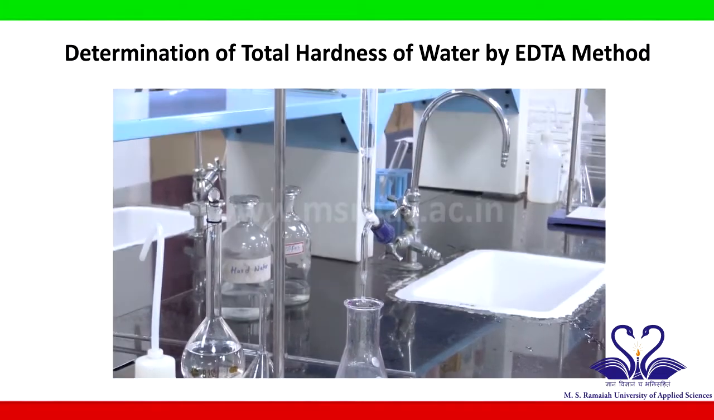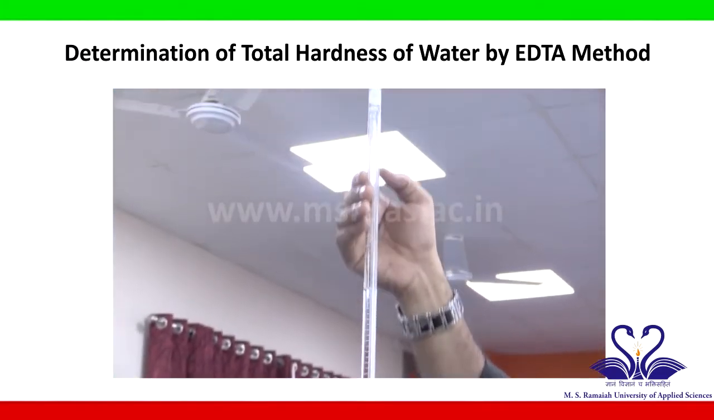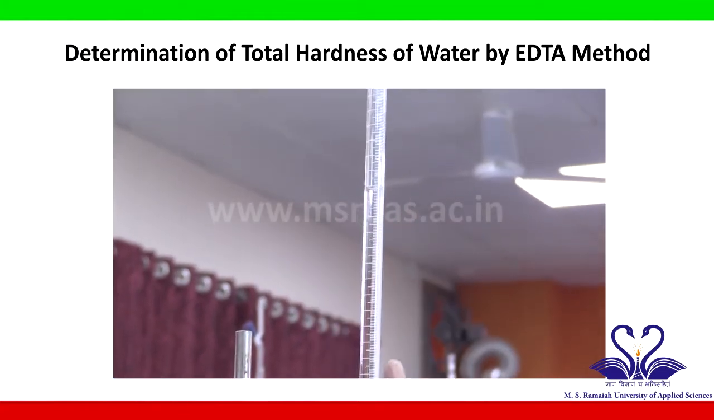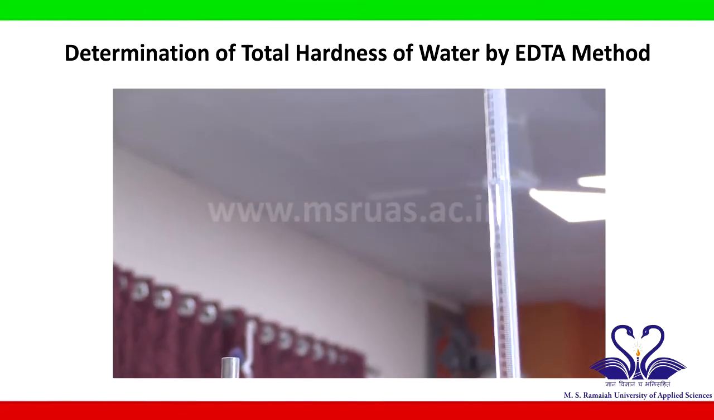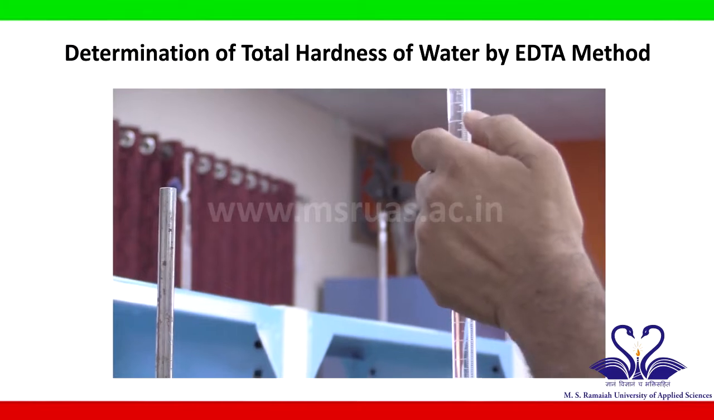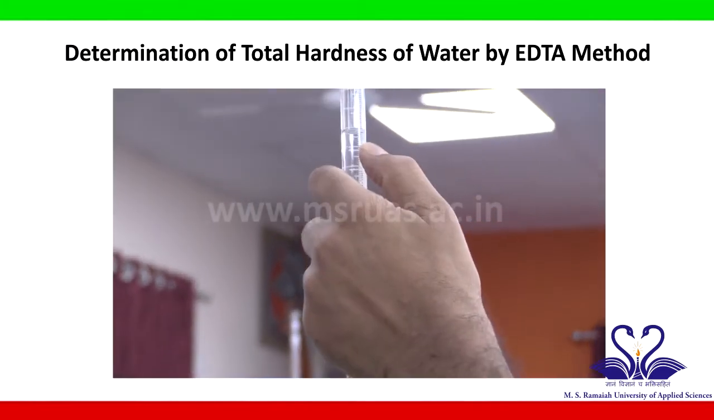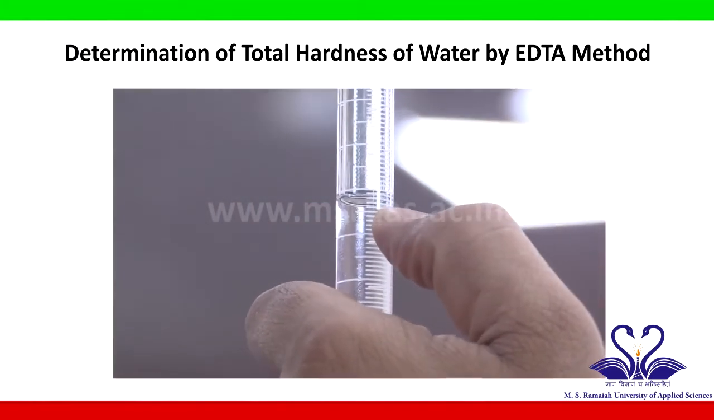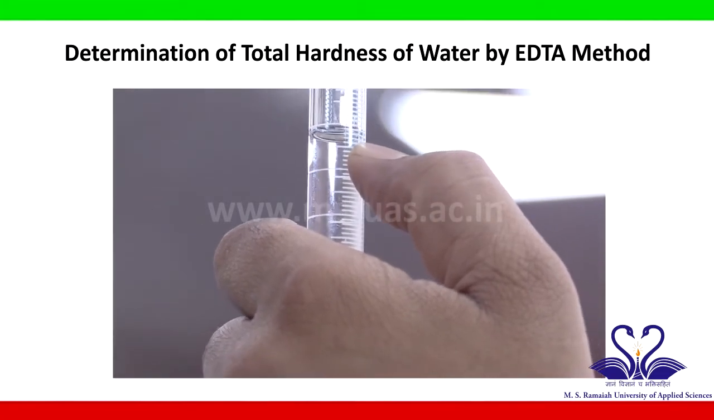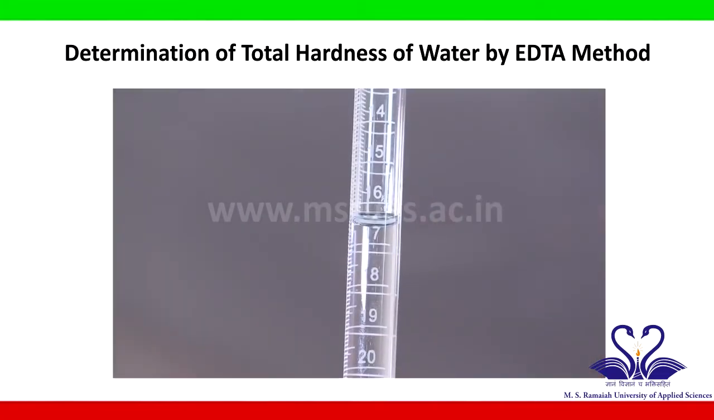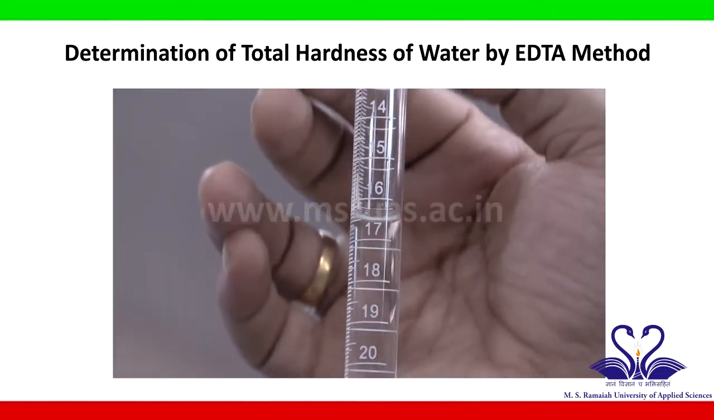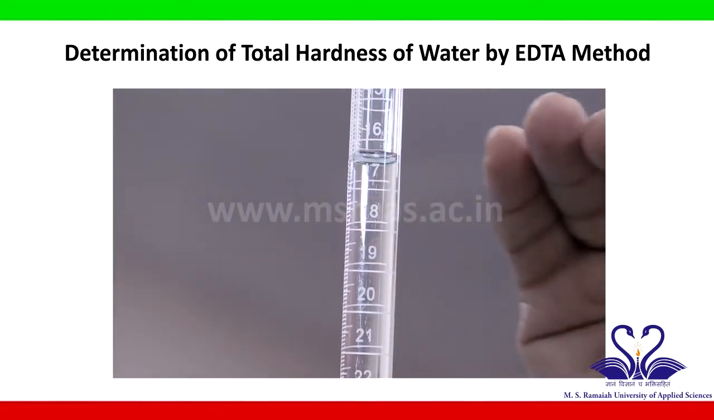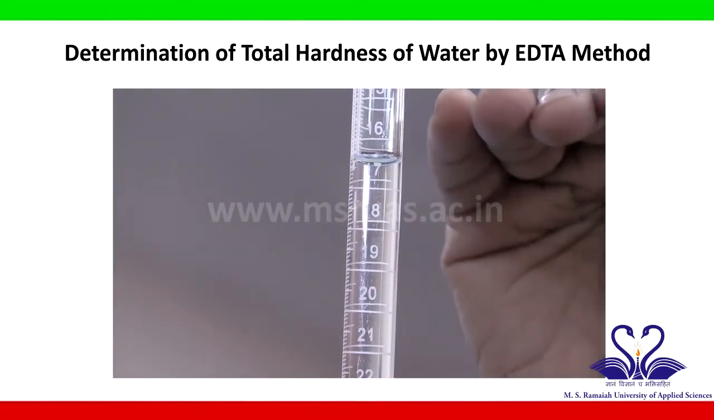First, you have to report the amount of standard EDTA consumed. To see it, you have to remove the burette and bring it to eye level. So now it is 16.25, around 16, so almost 16.3 ml consumed. While reading it, you have to remove it, look at it at eye level, and then place it back.